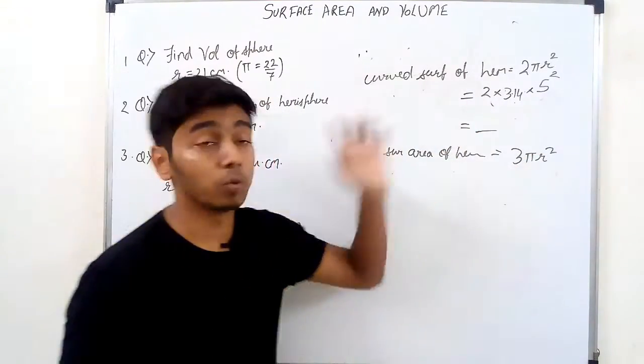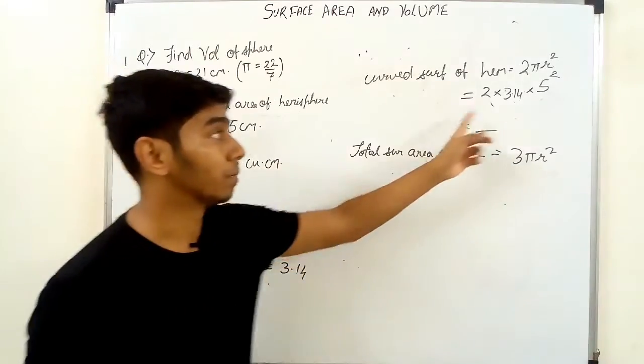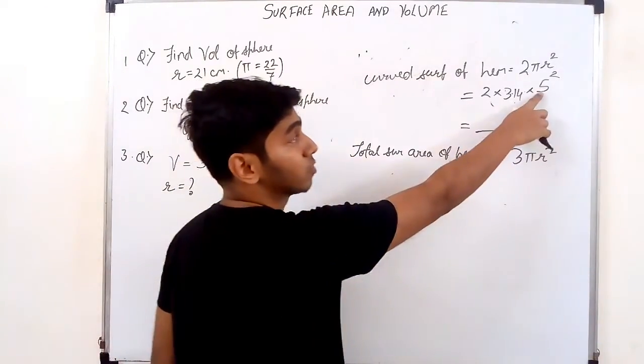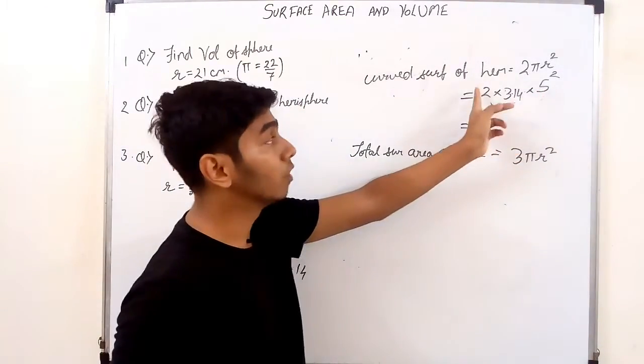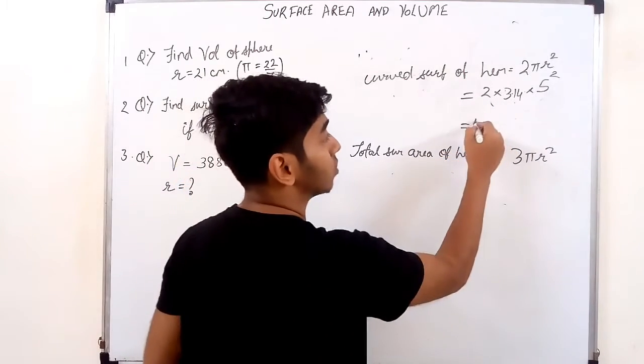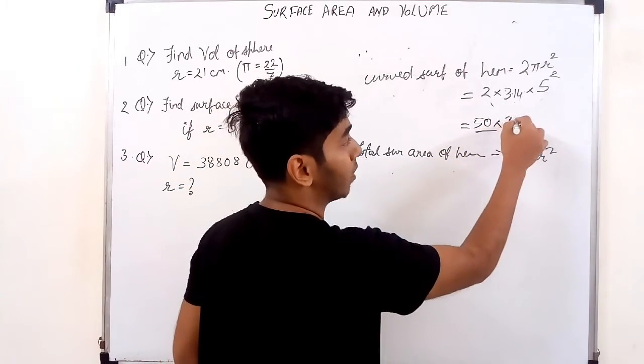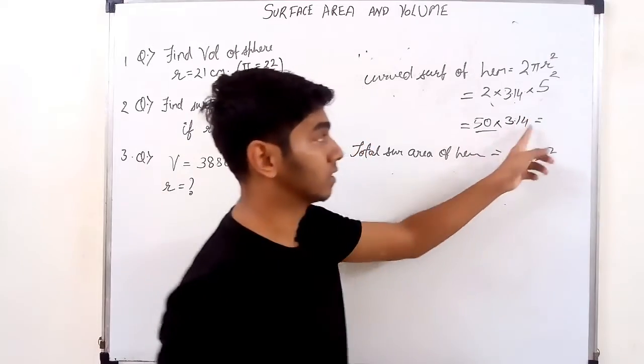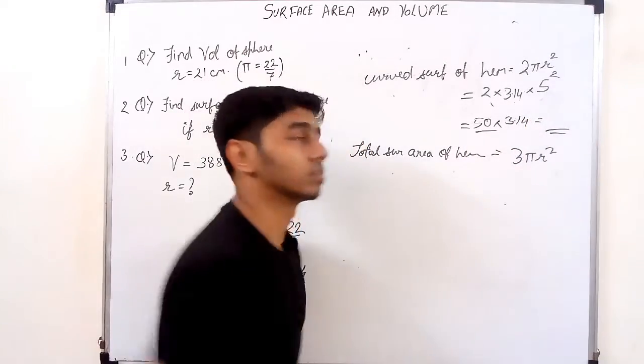I hope you have understood this. You can multiply this pretty easily. 5 square is 25, 25 into 2 is 50. So this will become 50 into 3.14. You multiply this and you get your answer.